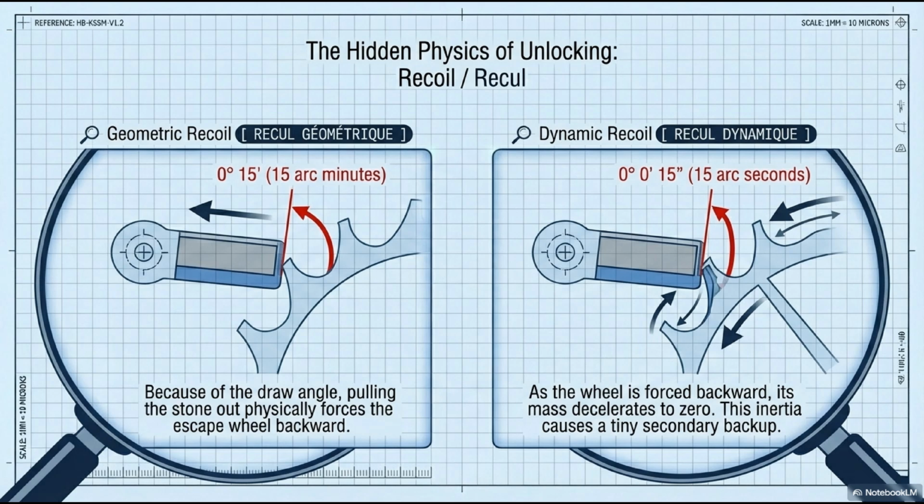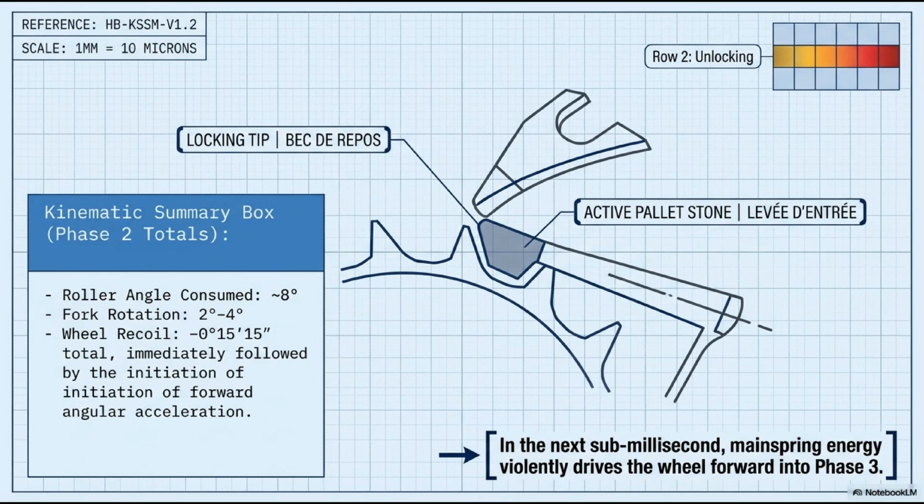moves forward. The kinematic summary box confirms phase 2 totals: roller angle approximately 8 degrees, fork rotation 2 to 4 degrees, wheel recoil minus 0 degrees 15 minutes 15 seconds, immediately followed by forward acceleration. Phase 3 begins. This slide is the kinematic summary box for phase 2, unlocking, confirming everything we've just analyzed, and previewing the transition to phase 3.